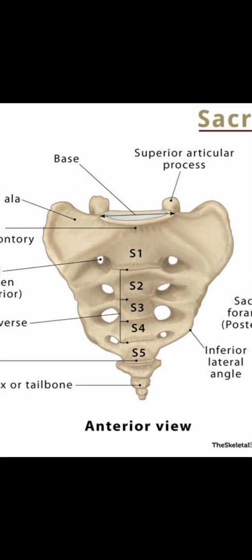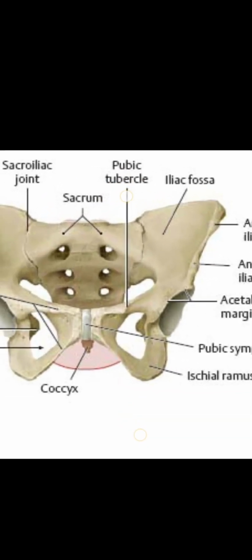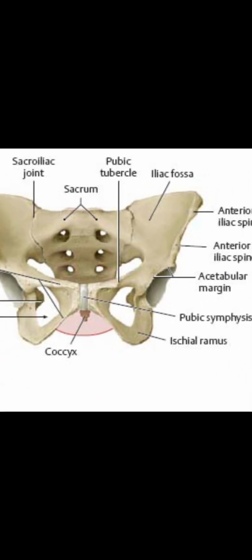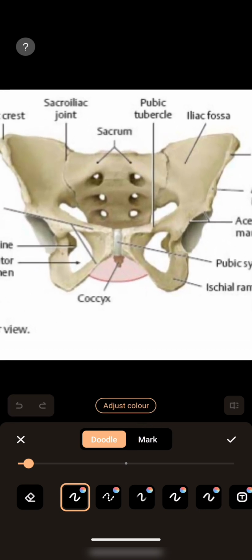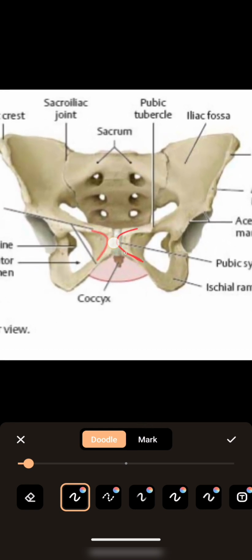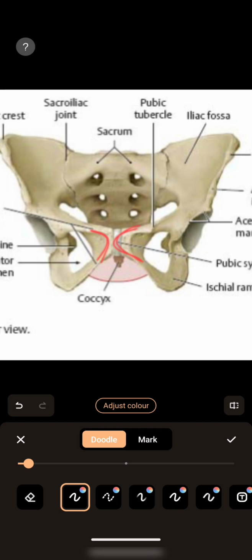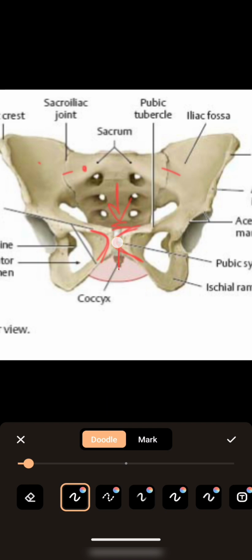Next we will see the pelvic joints and the pelvic ligaments. First are the pelvic joints. There are 3 types of pelvic joints. The first one is the symphysis pubis, where 2 pubic bones are joined. Then the 2 sacroiliac joints, where the sacrum and ilium are joined, and 1 sacrococcygeal joint, in which the sacrum is joined to the coccyx.